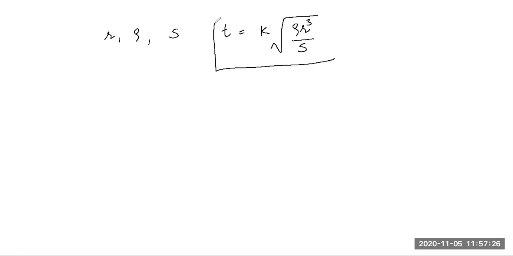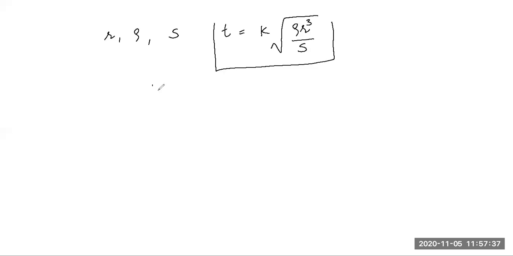So let's say there's another equation. It says the time period of an oscillating drop of radius r, density rho, and surface tension s is T equal to k under root rho r cube divided by s. Let's say this is a given equation. I want to see the correctness of the relation. It comes in board exams also. So how will you check?